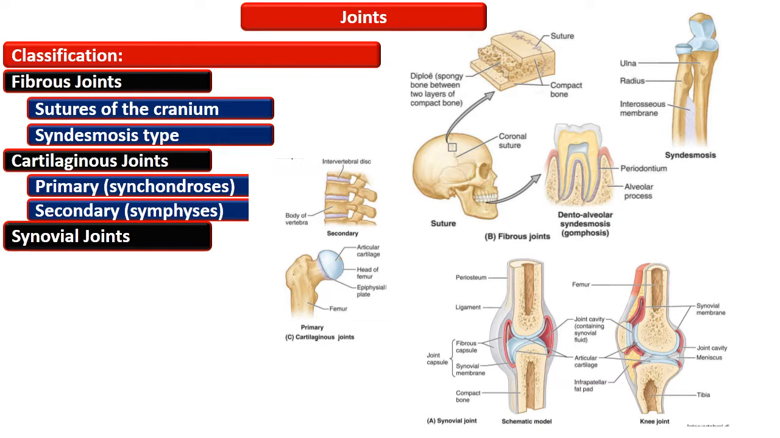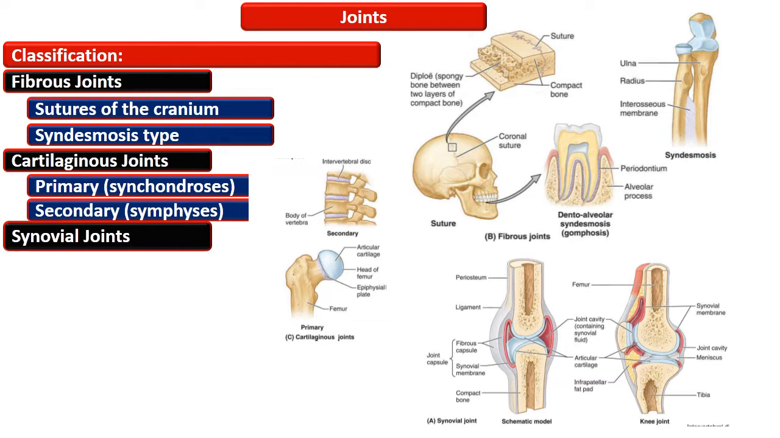In fibrous joints, the articulating surfaces are united by fibrous tissue. Examples for this are cranial bone sutures or syndesmosis, in which two bones are united by a sheet of fibrous tissue. Another example for syndesmosis is dento-alveolar syndesmosis.